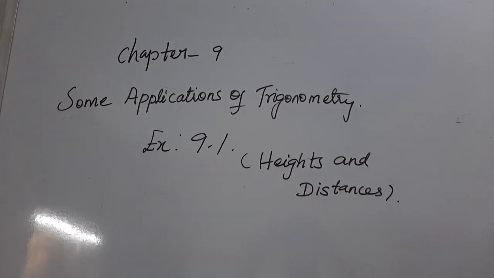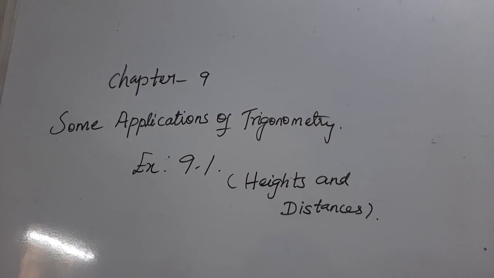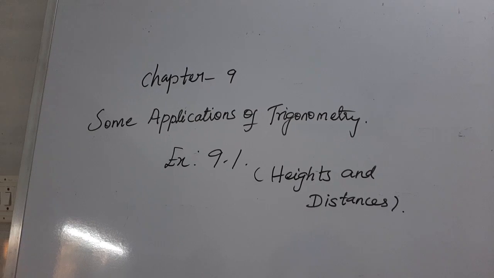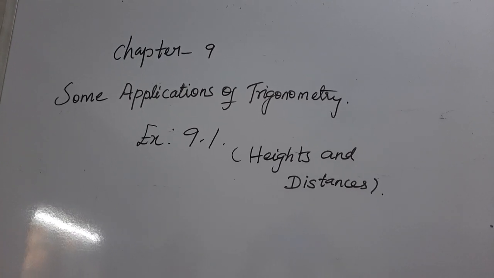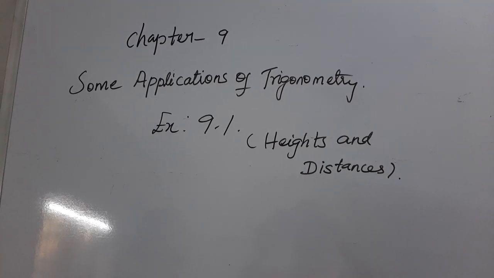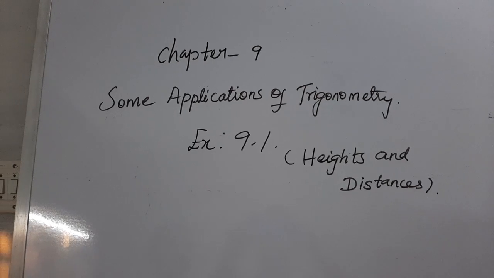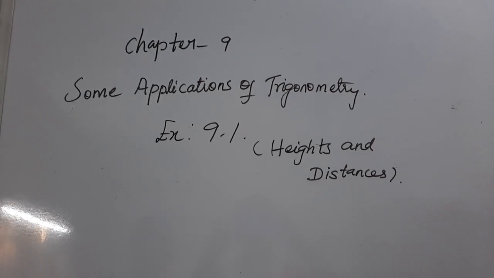Now in the ninth chapter we are going to learn the applications of trigonometry. There are so many applications of trigonometry using which in the ancient period they calculated the distance between the stars, the moon and the earth, and it has a wide application in astronomy.